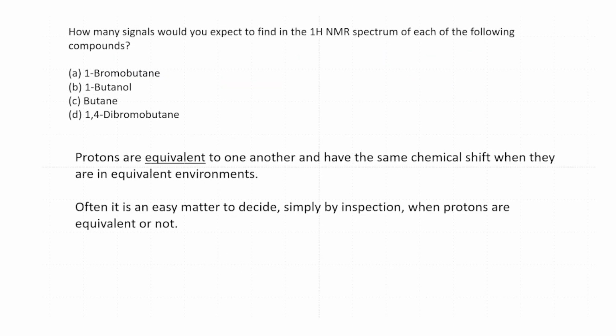How many signals would you expect to find in the proton NMR spectrum of each of the following compounds? There are 4 compounds that are given: 1-bromobutane, 1-butanol, butane, and 1,4-dibromobutane.